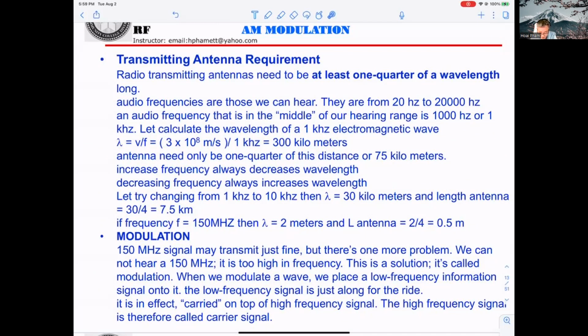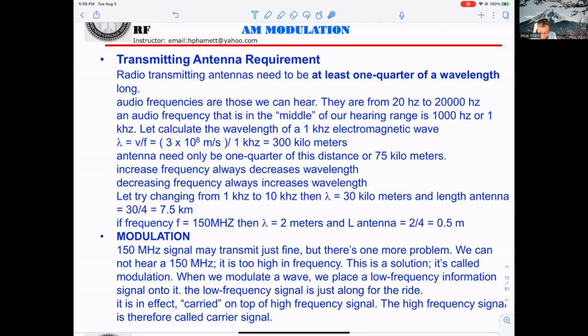Audio frequencies are those we can hear. They are 20 to 20,000 hertz. An audio frequency in the middle of our hearing range is 1,000 hertz or 1 kilohertz. That's for audio. Let's calculate the wavelength of a 1 kilohertz electromagnetic wave.